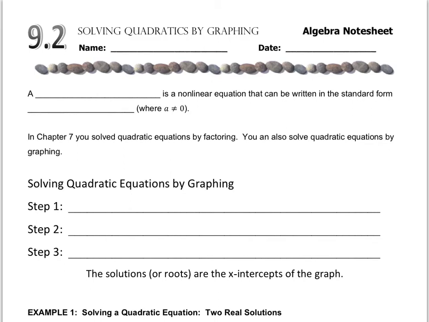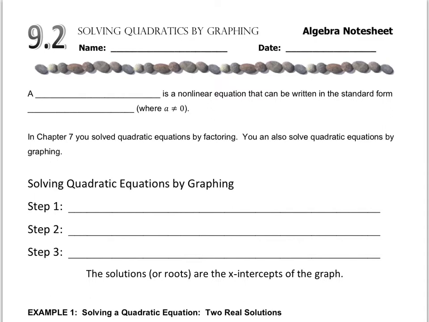Chapter 9 takes our ideas from Chapter 8 about quadratics and parabolas. In Chapter 8 we spent the majority of the time graphing the parabolas, graphing quadratics. What we're going to do in Chapter 9 is find the values of x. We're going to actually solve those quadratics to see what the values of the variable are.